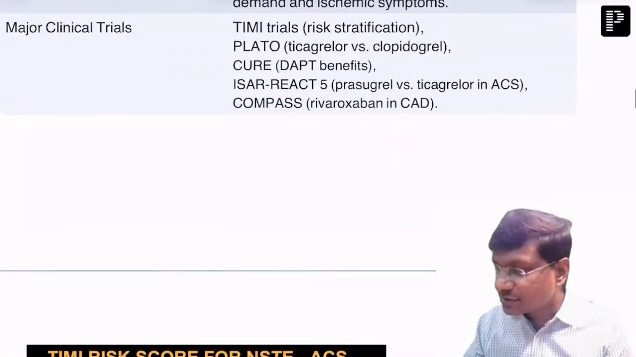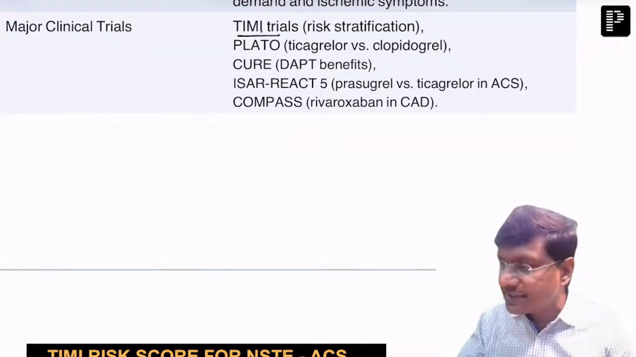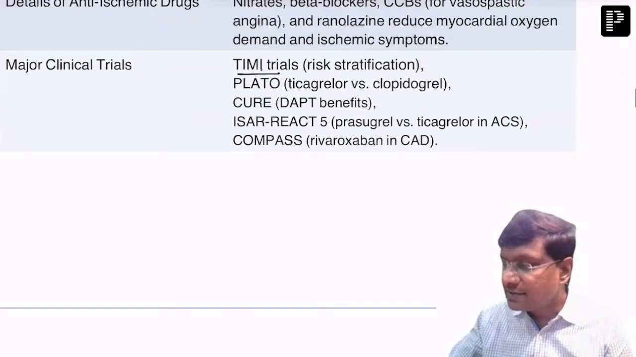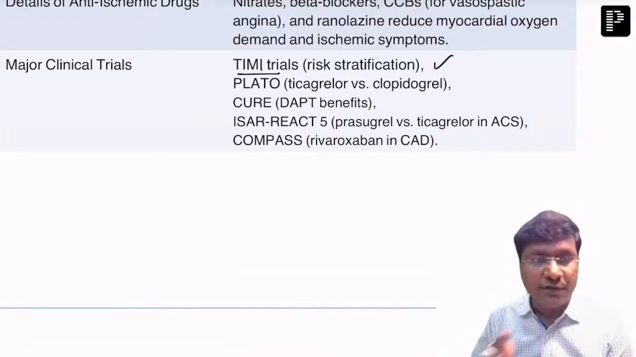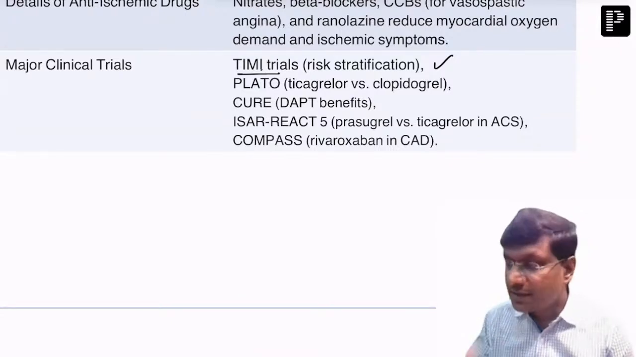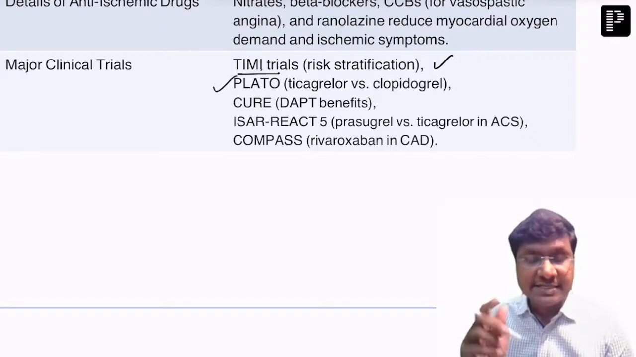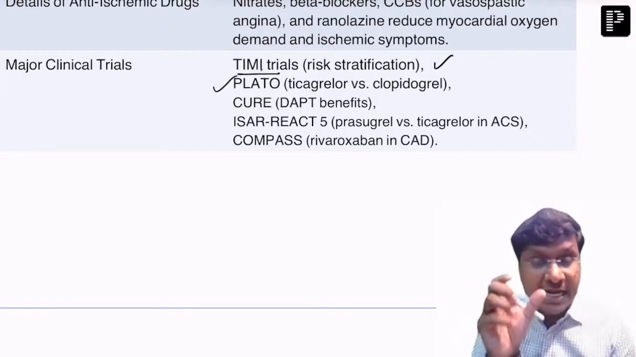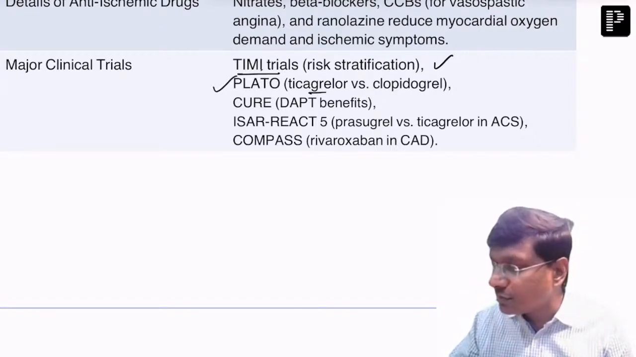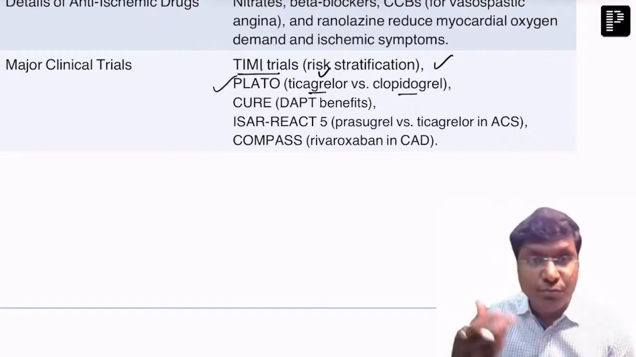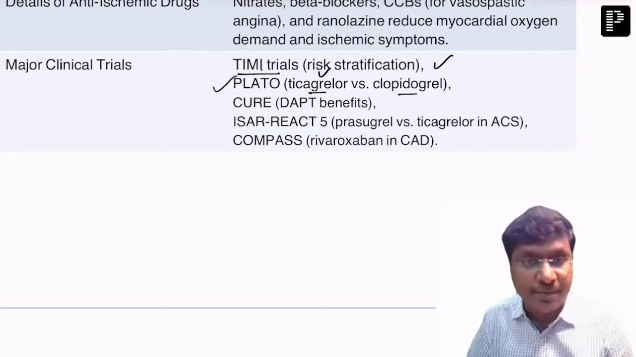One of the very important trials is the TIMI trial. The TIMI trial is done for what? The TIMI trial is mainly done for assessment of the risk stratification. Next is the PLATO trial. The PLATO trial compared ticagrelor versus clopidogrel, and it said the ticagrelor is more efficacious than the clopidogrel.